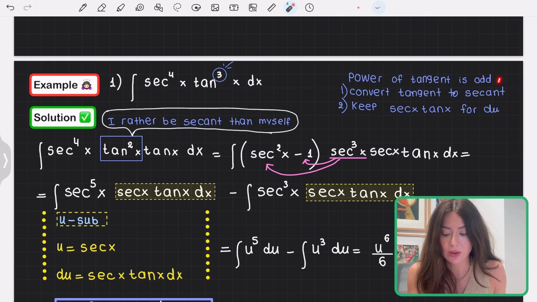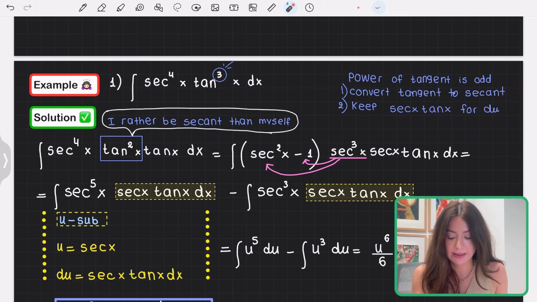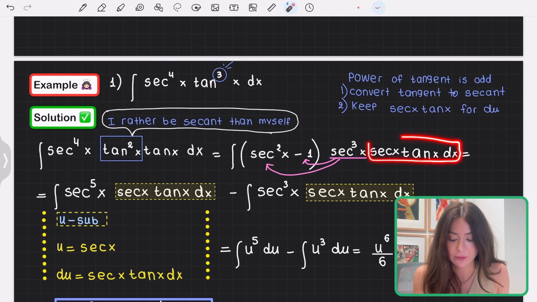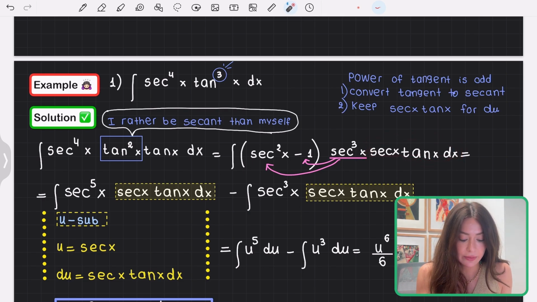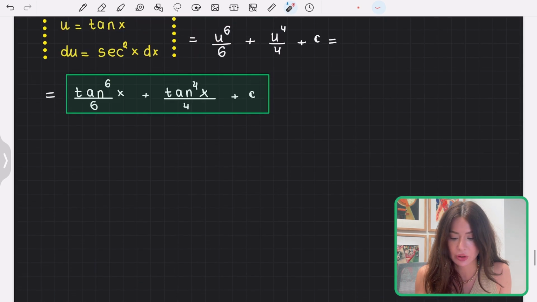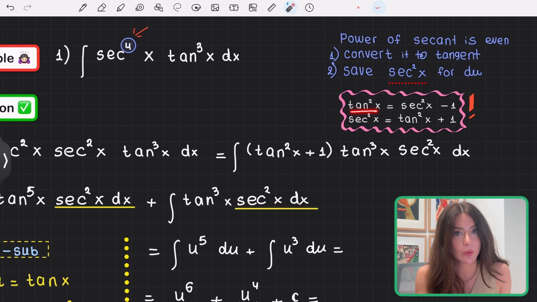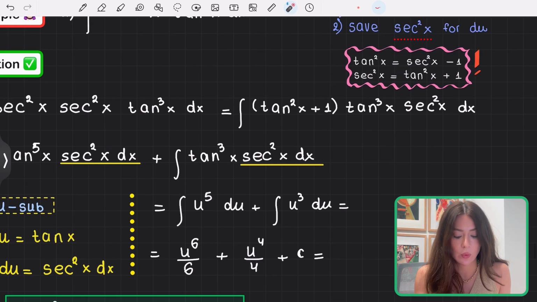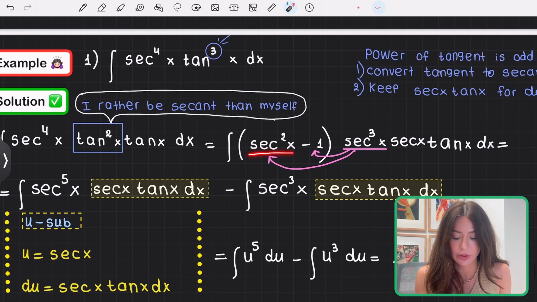Power of tangent is odd, okay. Then convert tangent to secant and keep secant tangent for du, okay. This is the second guideline. So secant tangent for du. So I had 3 tangents, so I needed to convert this, because you can't convert tangent in first power to secant, because that's not the relationship here, right? Tangent squared x is secant squared x minus 1. So that is what you need to rewrite tangent squared x as.